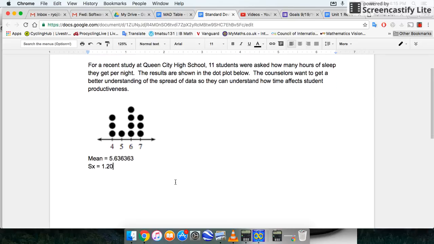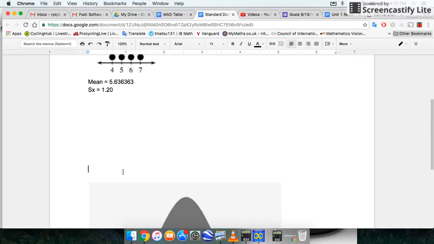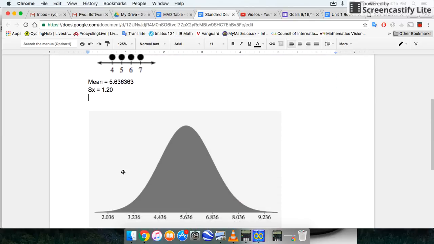So then we have this bell curve, this normal distribution curve, and we can see that our mean is 5.63, which is right in the middle. Then our standard deviation is 1.2. So our first standard deviation is 5.63 plus 1.2, which is 6.836. Our second standard deviation is 8.036. And then our third standard deviation in the positive direction is 9.236.